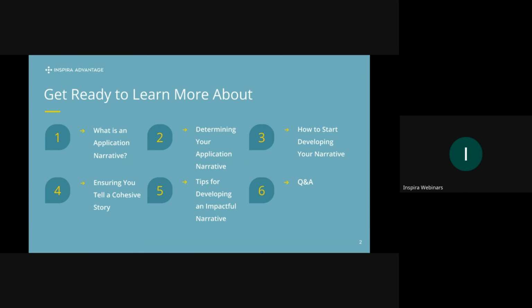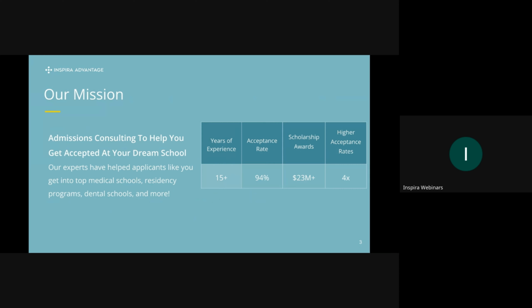But what are we talking about tonight? What are we learning? So we'll be learning about what an application narrative actually is, how to determine your application narrative, and how to start developing it, ensuring you're telling a cohesive story and what that looks like, and then additional tips for developing an impactful narrative, followed by that Q&A I just mentioned.